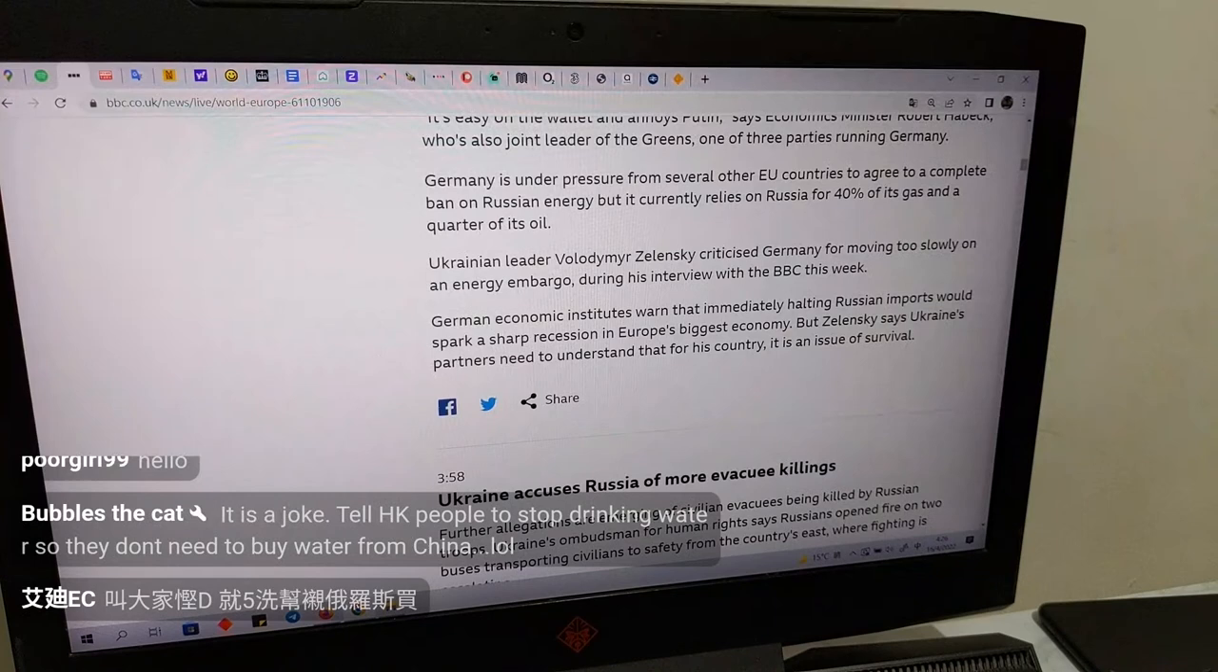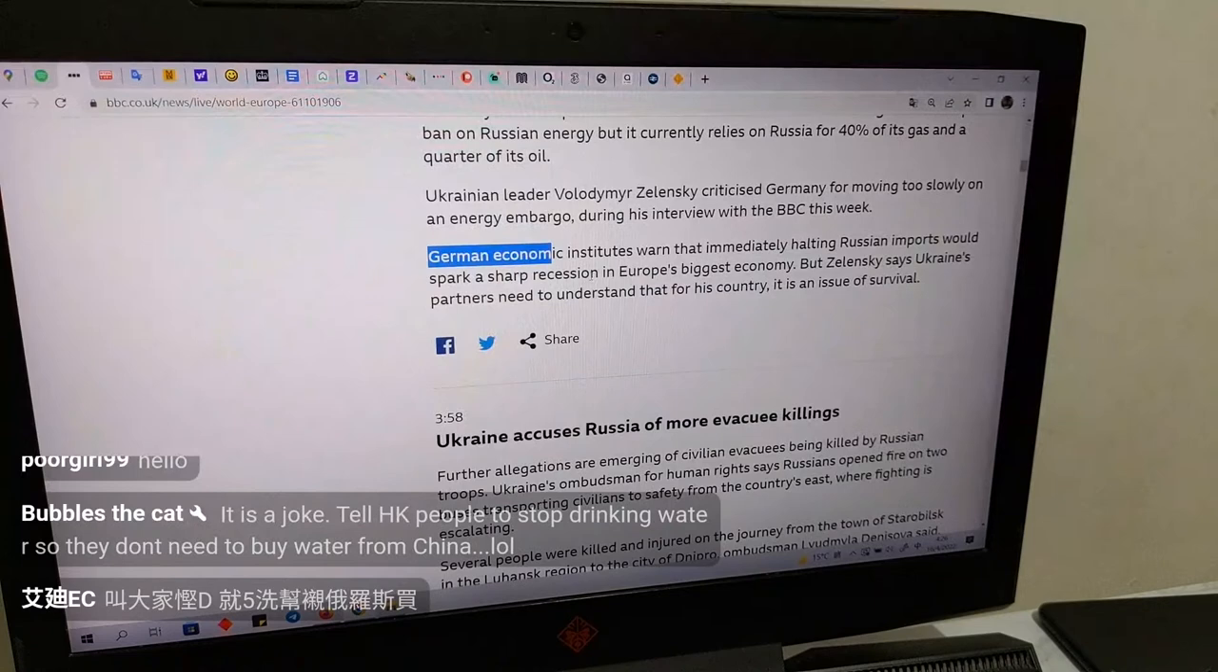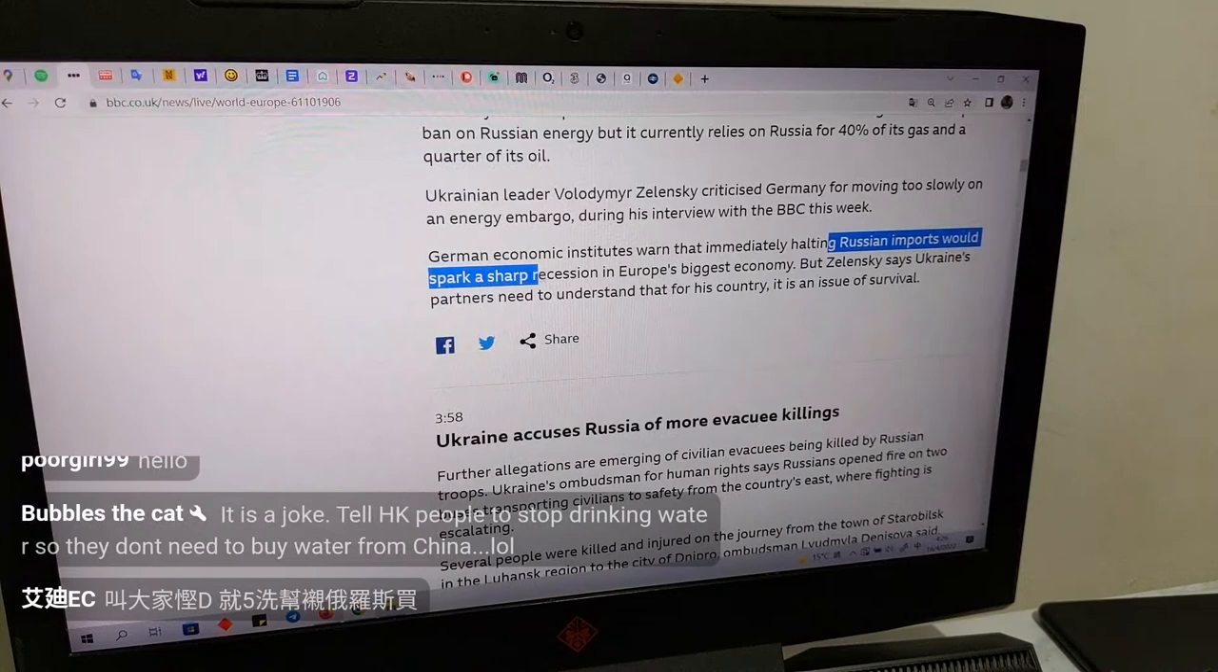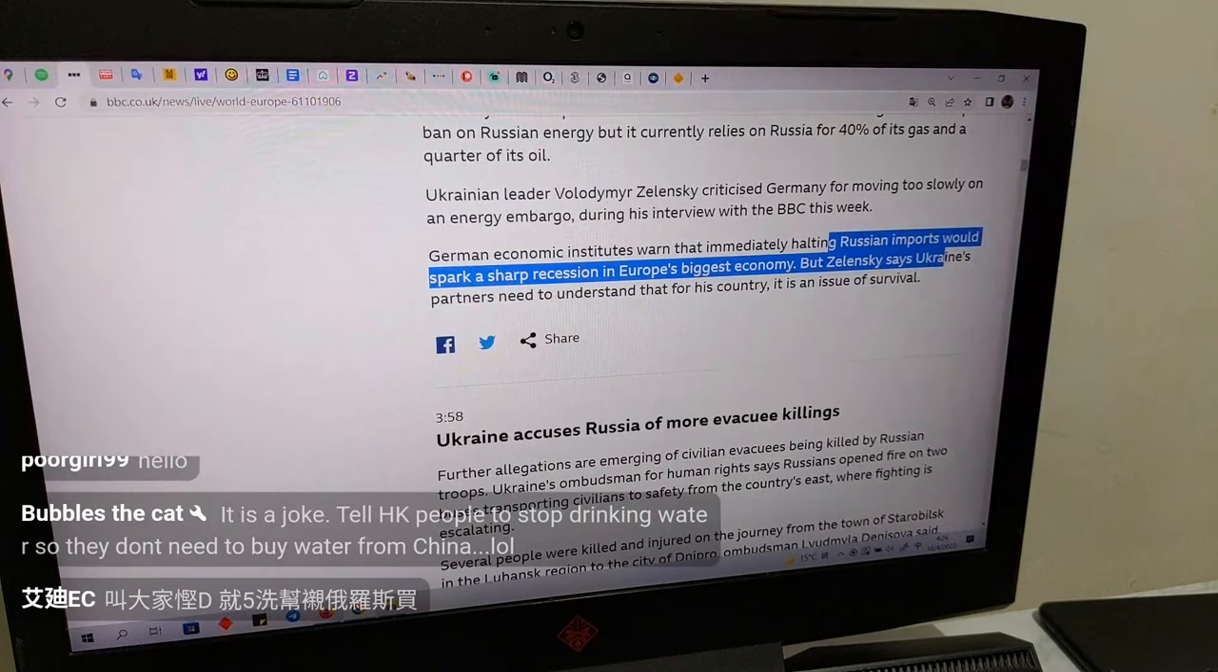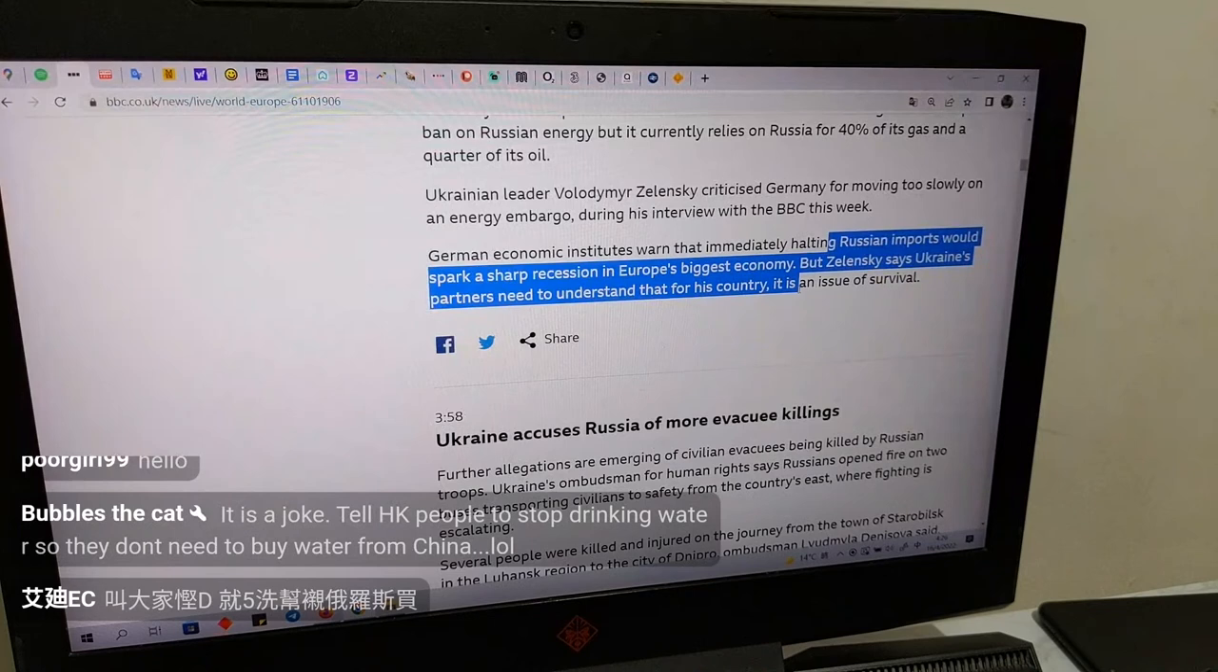German economic institute says that immediately halting Russian imports would spark a sharp recession in Europe's biggest economy. But Zelensky says Ukraine's partners need to understand that for his country, this is an issue of survival.